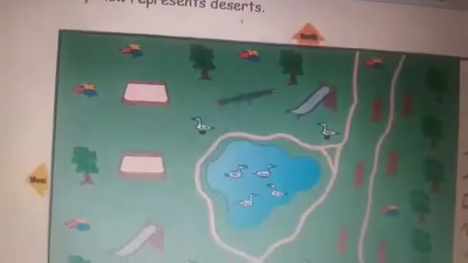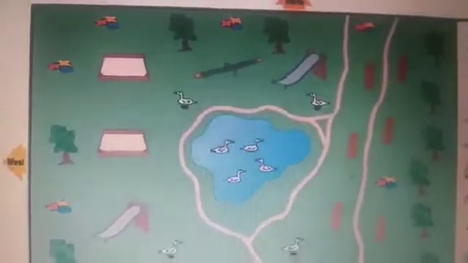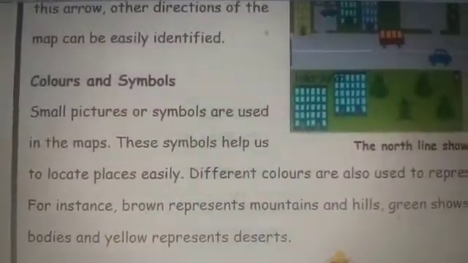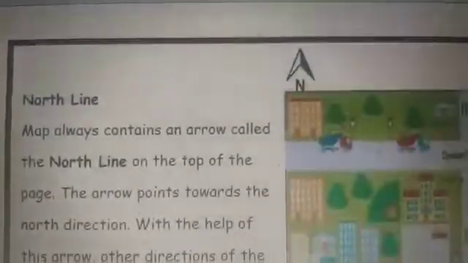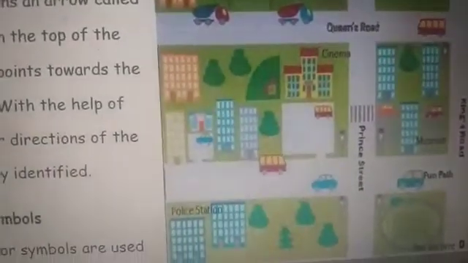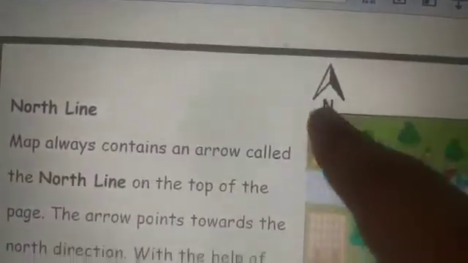Map scale we will take in another video, in another topic. Up to this we discussed colors and symbols. We discussed the north line that helps us to find other directions as well. When we know this is the point that points towards the north, we can find the other directions.